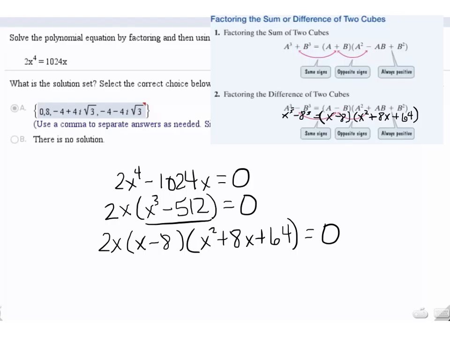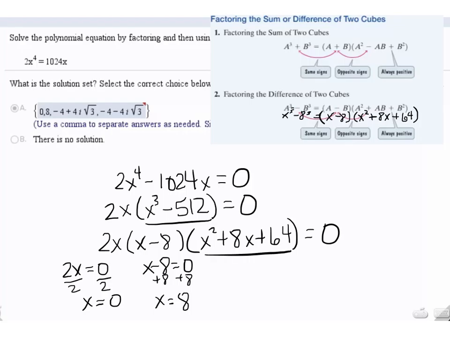Now, what we're going to do is take each of our terms and set those equal to 0, and we're going to solve. So 2x equals 0 will give us x equals 0 for one of our solutions. X minus 8 equals 0. If you add 8 to both sides, that gives us 8 for another solution. Now this last part, we're going to have to either complete the square or use our quadratic formula to solve it because it doesn't factor.